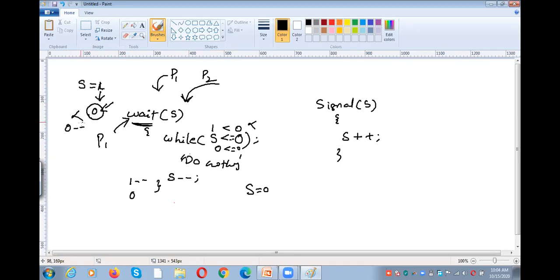If it is 0, we cannot decrement it by 1, right? 0 minus minus we cannot perform. 1 minus minus we can perform. Why? Because 1 minus minus means we decrement the value by 1, so it becomes 0. But 0 minus minus means we cannot perform. We cannot decrement the 0 value, right? So what can process 2 do? The process has to block. Why? Because it cannot perform the wait operation.